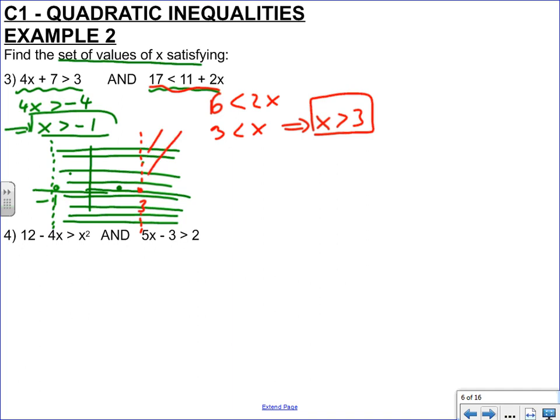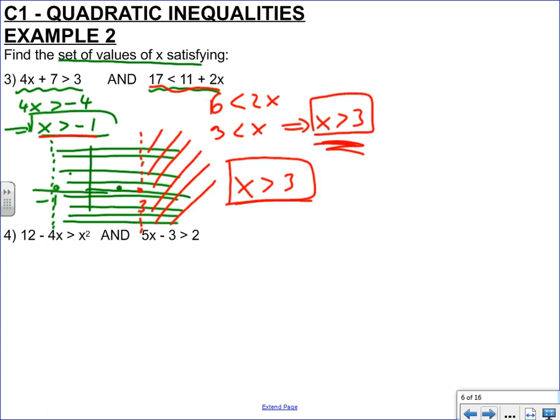So if I shade this way this time, we want it to satisfy both sets of inequalities. So where are they both satisfied? Where the green and the red overlap, interlace. So they both are satisfied when x is greater than 3. Can you see that? This is satisfied and this is satisfied, and this is satisfied only if x is greater than 3.